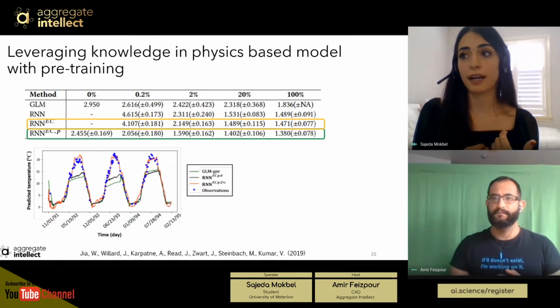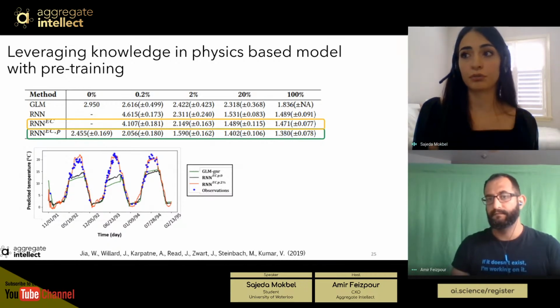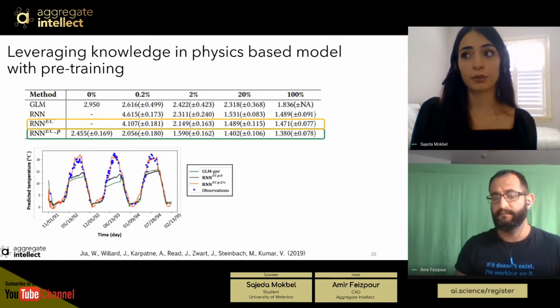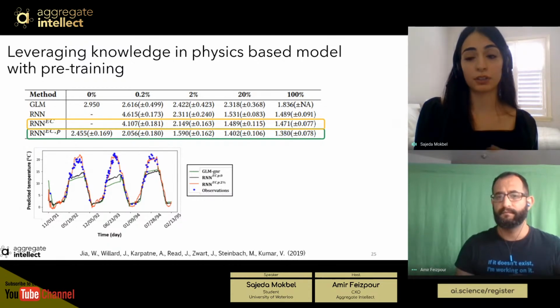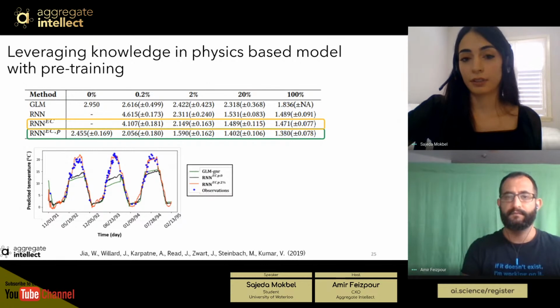And yeah, so I think they want to solve this by the pre-training with the physics model, some sort of combination of using the real physics model.